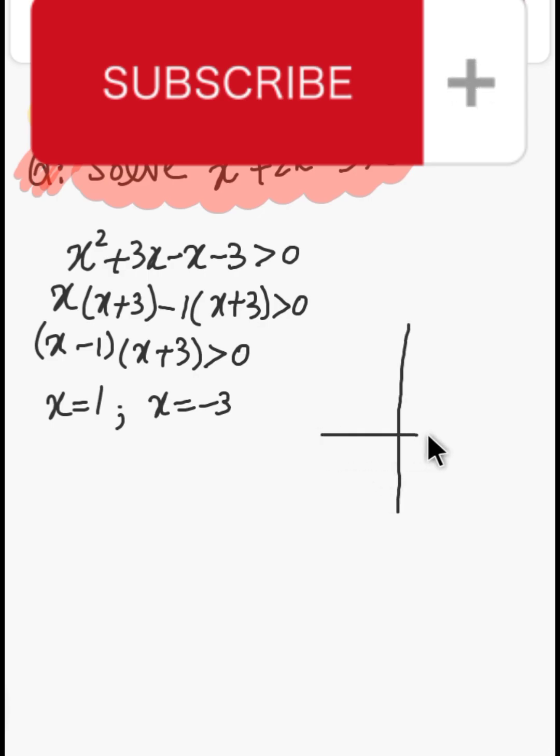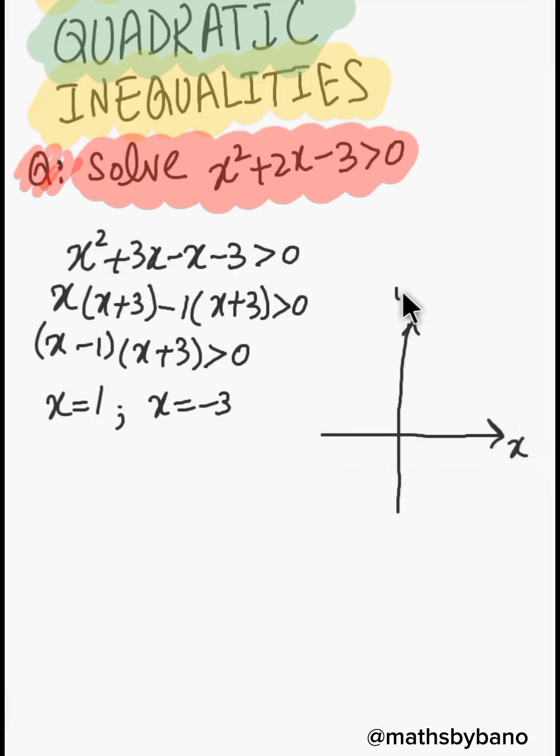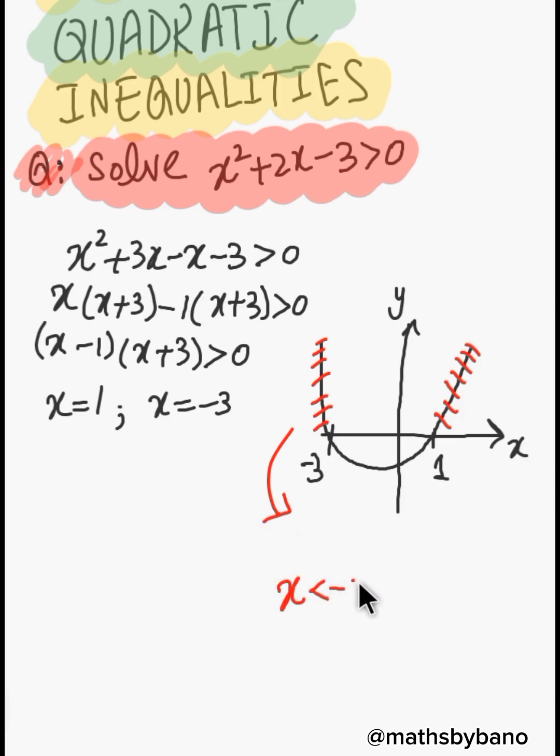So next we are making the x and y axis, and then we will plot minus 3 and 1 over there. So minus 3 will be here and 1 will be here. Next, we will look at the original equation. The coefficient of x square is positive, so this means that the graph is a smiley face parabola. Now we will shade the region. Since the inequality is greater than 0, this means that the region above the x-axis will be shaded. Now for this part of the region, the inequality is x is less than minus 3, and for this part of the region, the inequality is x is greater than 1. So these two are the final answers for this question.